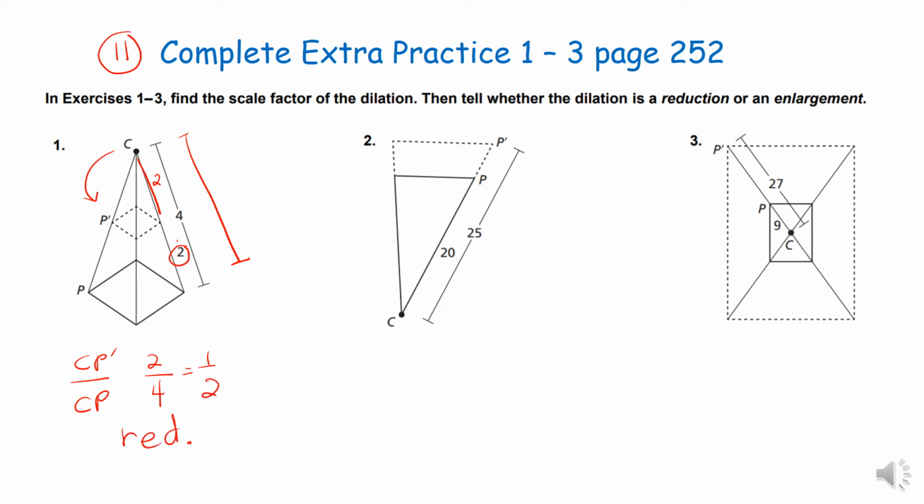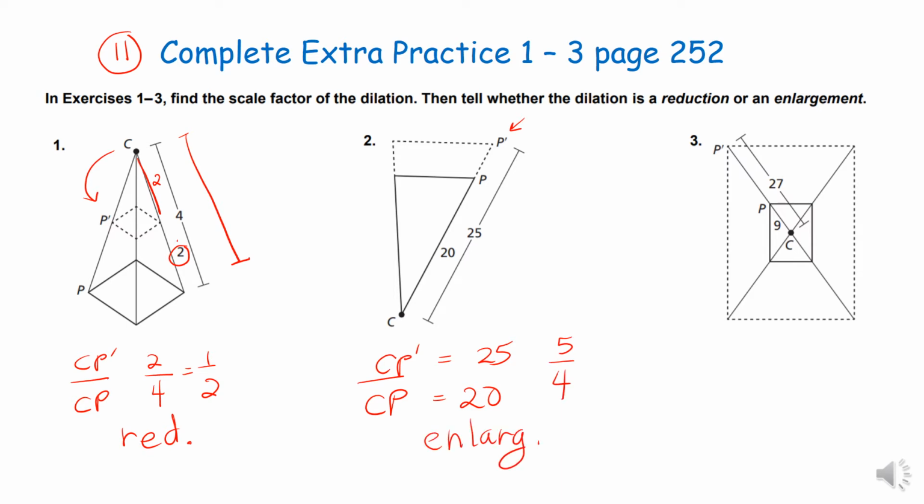Okay? All right, for this one, remember, look for your prime first. Get yourself ready. So this would be C prime equals 25 to CP equals 20. So this one is going to be 5 over 4, and this is an enlargement.